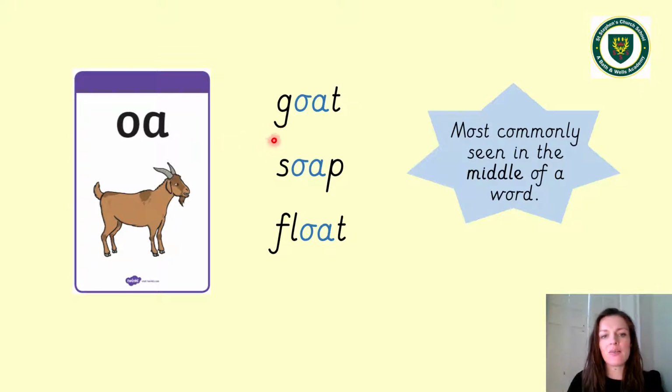So we're going to sound and blend these words. G, O, T, goat. S, O, P, soap. And F, L, O, T, float. This OA digraph is normally seen in the middle of a word.